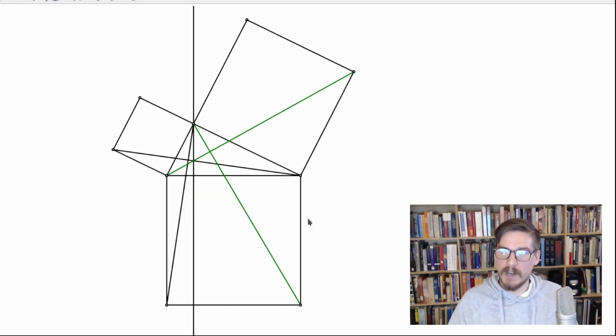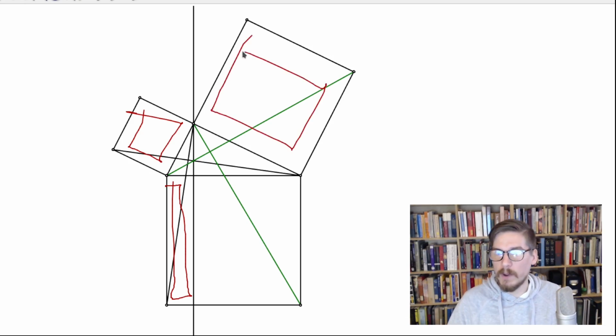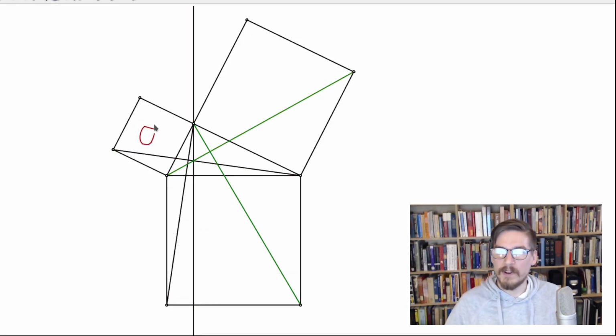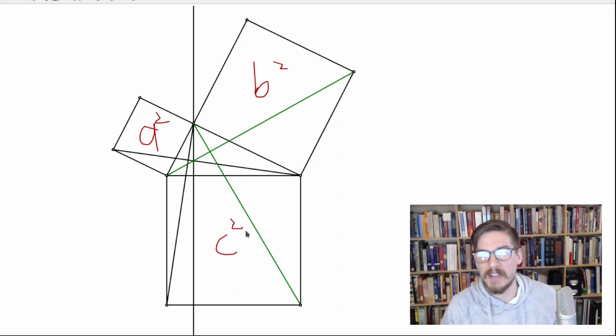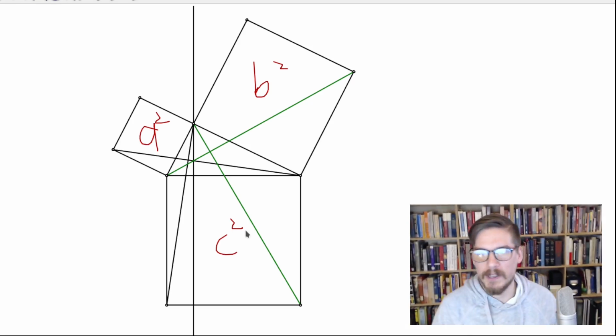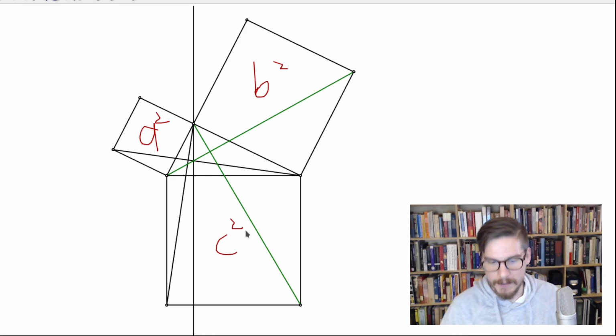So what we've done is we've shown that this square is equal to this rectangle, and this square is equal to this rectangle. So we've actually shown that the sum of this square plus this square is equal to this entire square. That's Euclid's proof in a nutshell. It's great. It's a really good proof. It's not the only proof. There's lots of proofs of the Pythagorean theorem, but this one is my favorite.